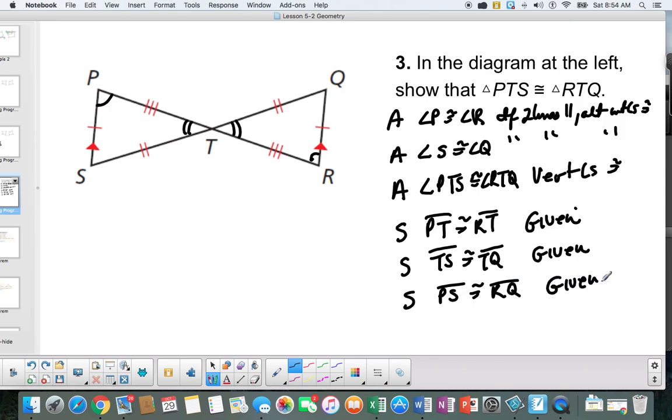So I've done my job. I've shown that all pairs of angles and all pairs of sides are congruent. Therefore, rigid motion did take place, and therefore they're congruent.